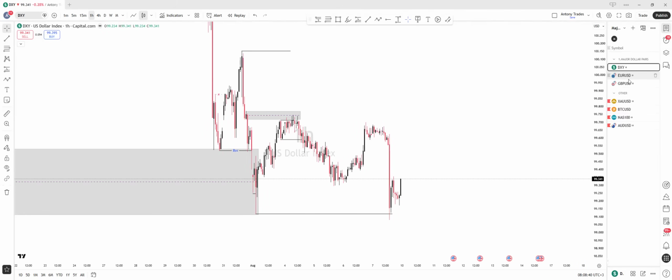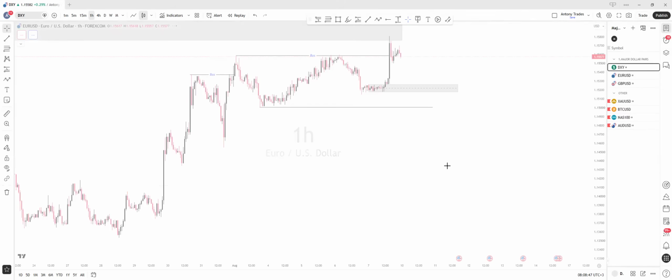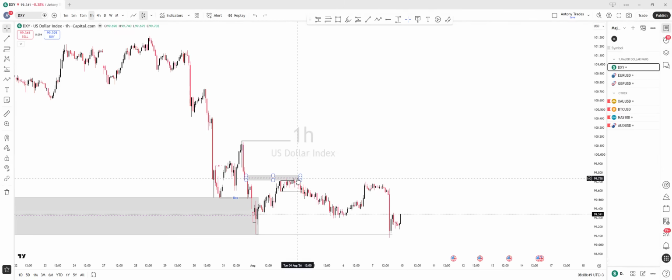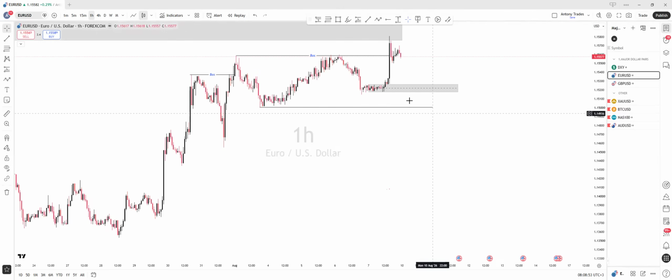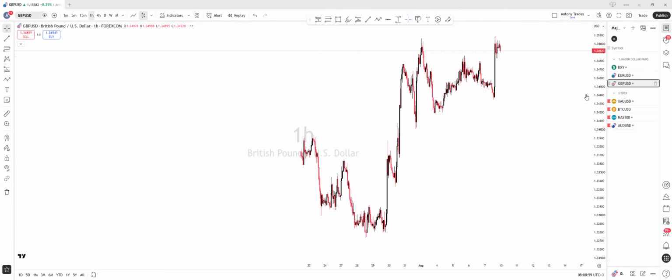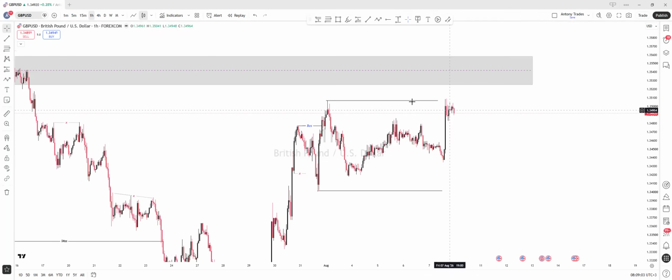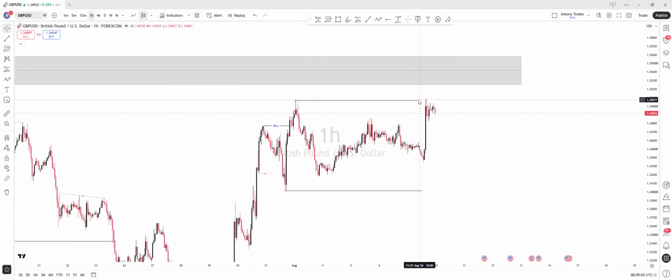Okay. If the market decides to come and take out this low here, which is this one here on the DXY, then that means Euro USD is going to give us that change of character down here. So we'll be looking for that selling opportunity to the downside. And looking at the GBP USD, it is also giving us the same analysis that you are seeing on the DXY.